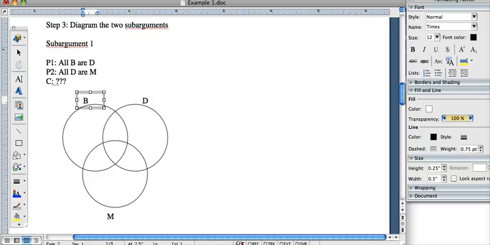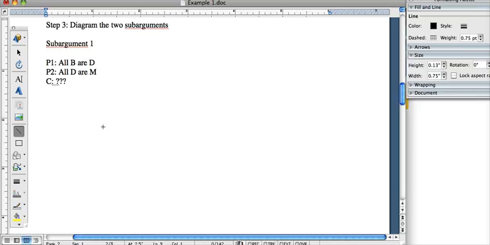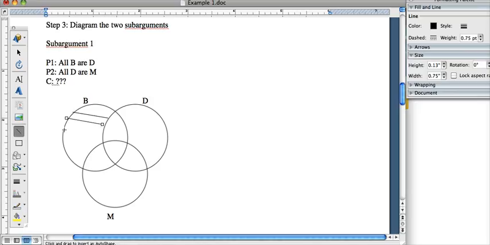Okay, now we're ready to diagram the premises. So we have two universal premises here. It doesn't really matter which one I do first, so I'll just do P1 first. So I want to diagram all B are D. We'll fill in this whole part of the B circle that is not part of the D circle.